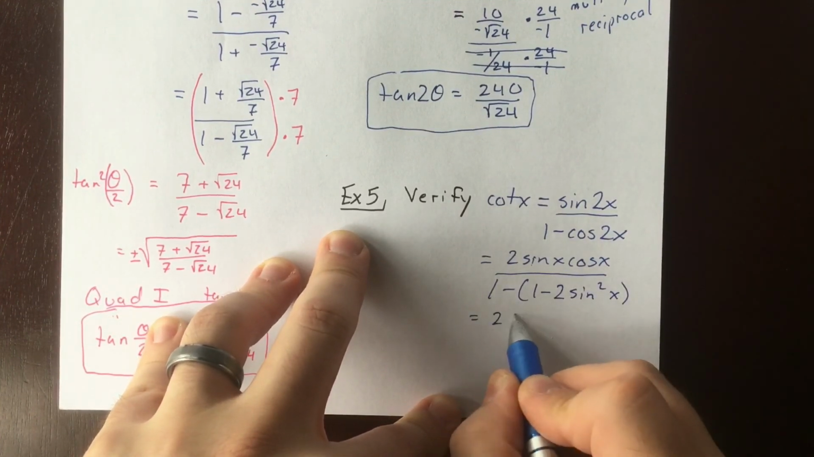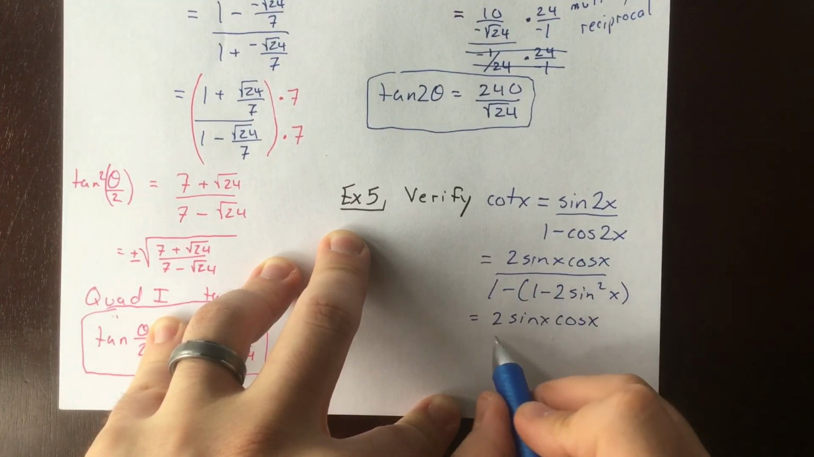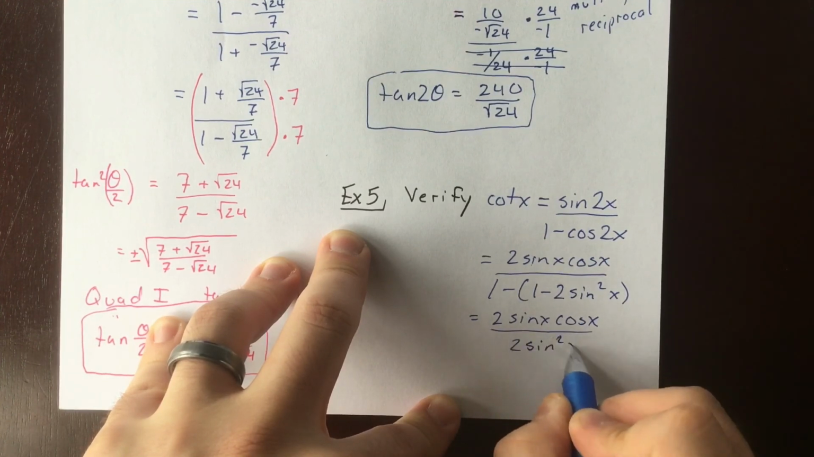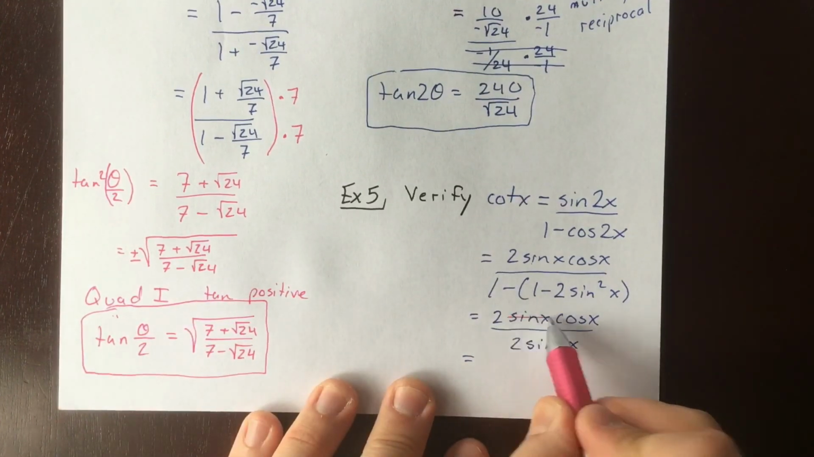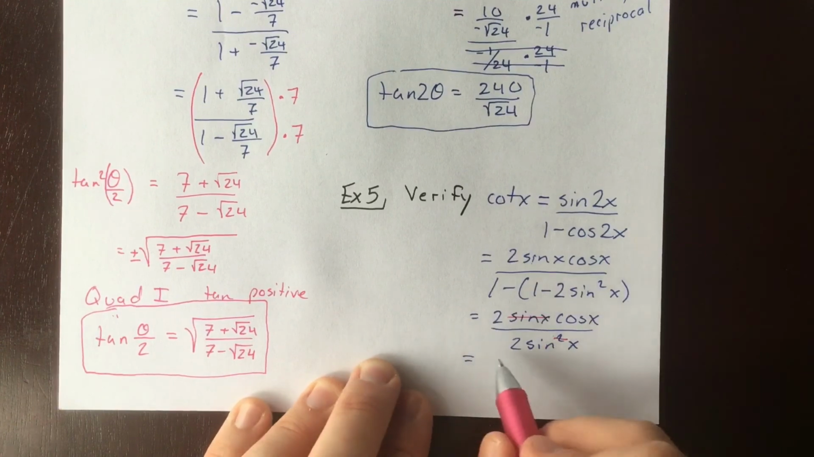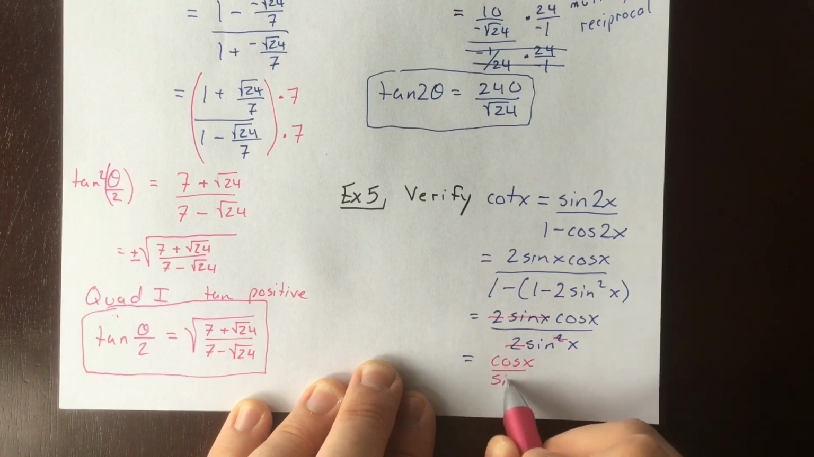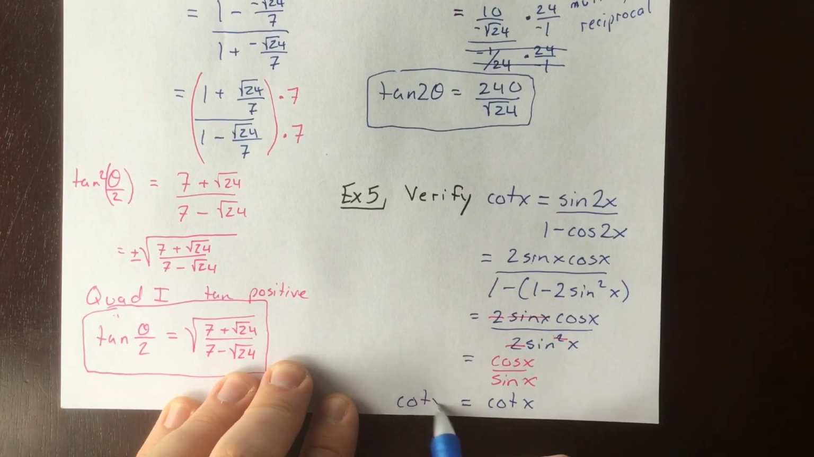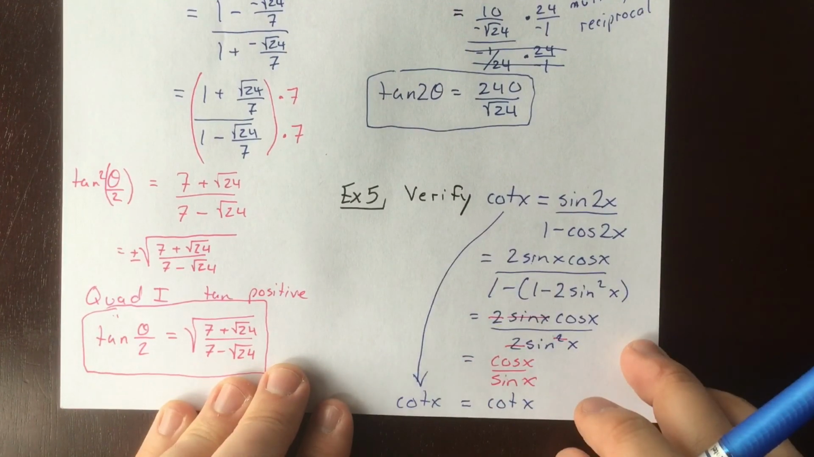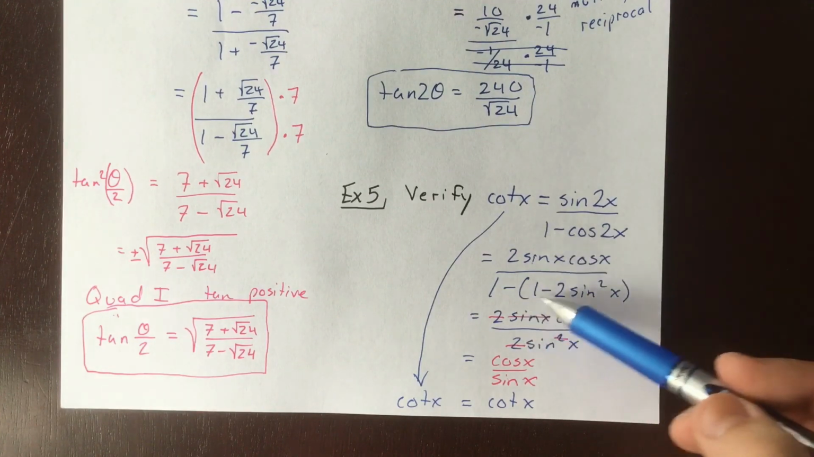So simplifying, we get 2 sine x cosine x. Our 1's cancel, and our negative 2 becomes positive 2. So now we have a sine and a sine that we can remove along with our 2's, which leaves us with cosine x over sine x. And we know that to be cotangent. Verified. So we used 2 identities there in that problem, understanding how we had to get rid of the 1.